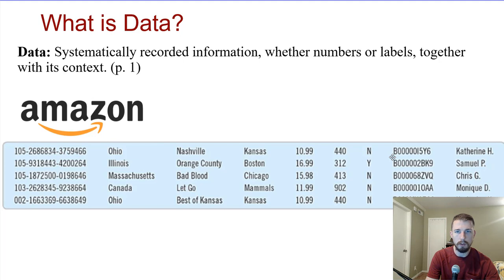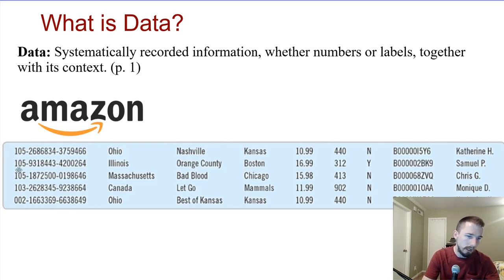All right, so the first question is, what is data? Data is systematically recorded information, whether it's numbers or labels, like a favorite color, green or blue, that would be considered a label, together with its context. That's a very important part: data without its context is pretty well meaningless. So here's a bunch of data from Amazon, but without its context, without the labels of each variable, it's kind of meaningless. We might be able to figure it out though.